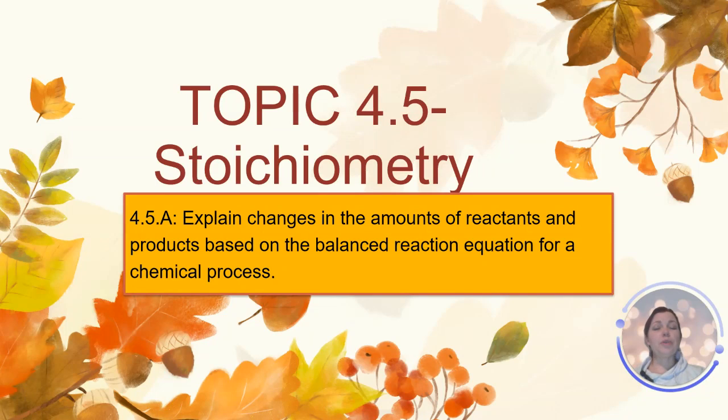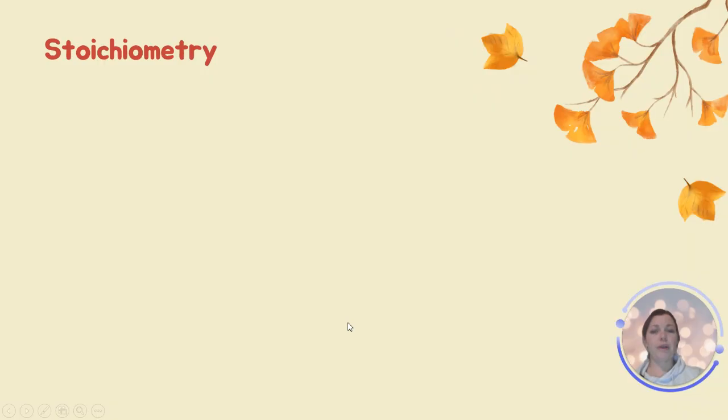Hello AP Chem students and welcome to topic 4.5, stoichiometry. The learning objective today is 4.5.a, explain changes in the amounts of reactants and products based on the balanced reaction equation for a chemical process. So let's dive right into this.